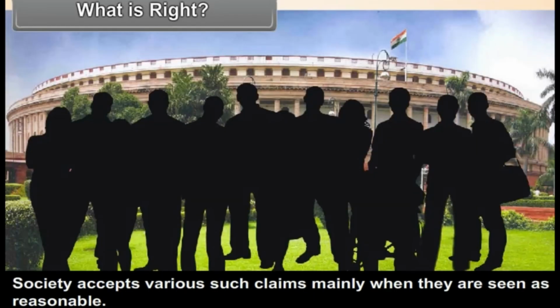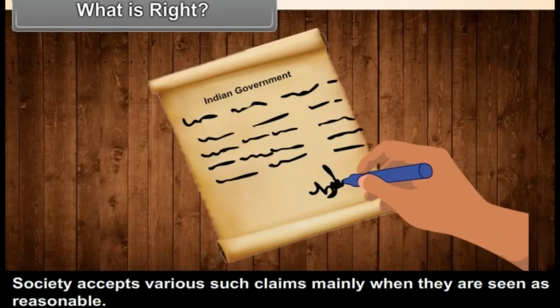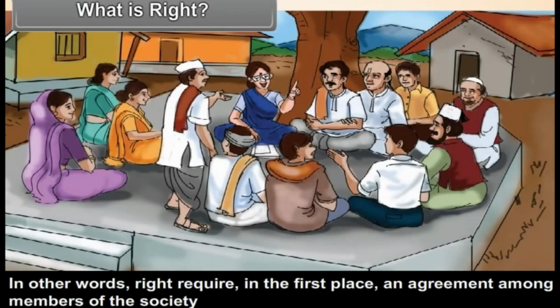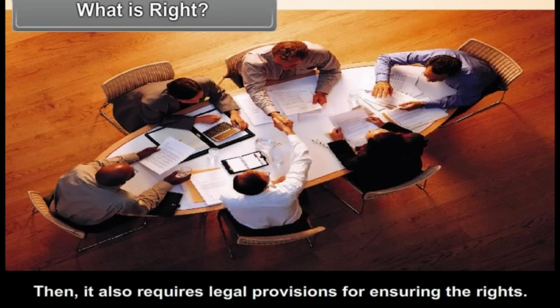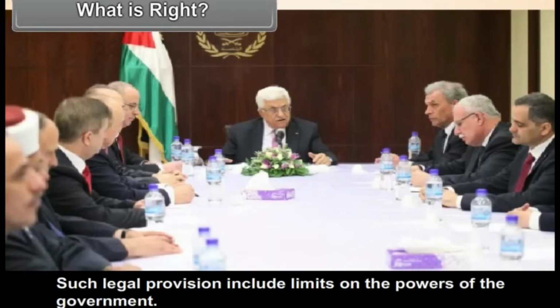Society accepts various such claims mainly when they are seen as reasonable. In other words, rights require in the first place an agreement among members of the society over what are reasonable claims of its members. Then, it also requires legal provisions for ensuring the rights. Such legal provisions include limits on the powers of the government.